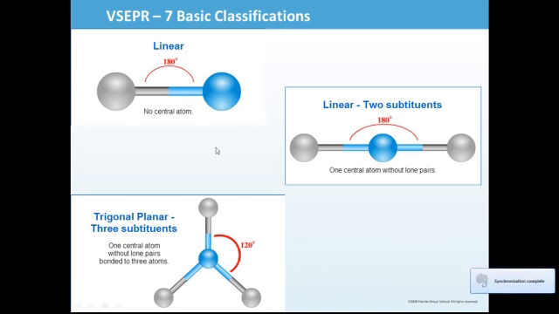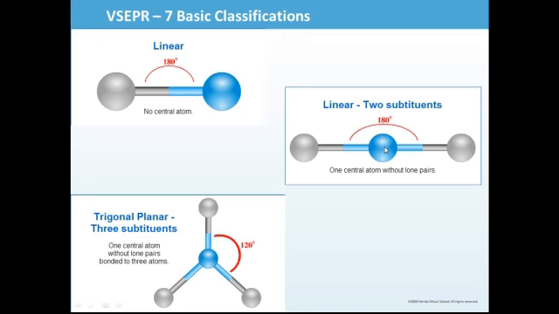So the first one we have is what we call linear. Linear is where you have 2 atoms. These spheres represent the atoms. So we have 2 atoms, so there really is no central atom because there's only 2. If you have 2 atoms bonded together, such as H2, they have to be in a linear fashion. So their bond angle is going to be 180 degrees.